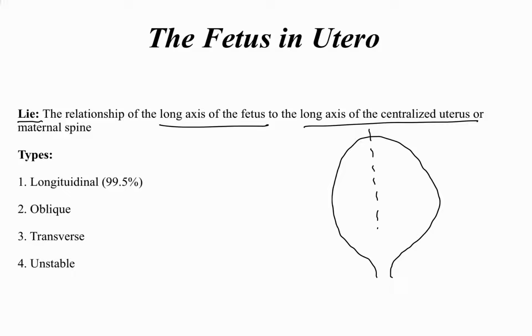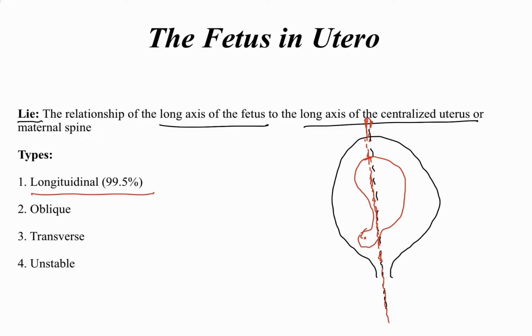So this dotted line will be the long axis of the uterus. Now if this is the fetus, let's say this is the head of the fetus and this is the buttock end of the fetus, then the long axis of the fetus would be this one, the red line. The relationship between this long axis of the fetus and the long axis of the uterus is actually known as lie.